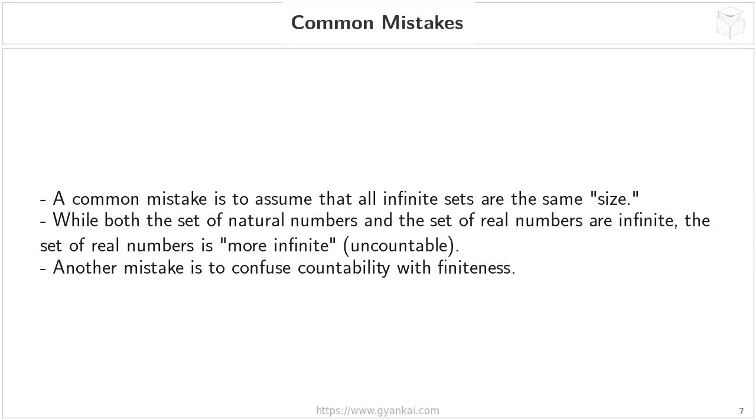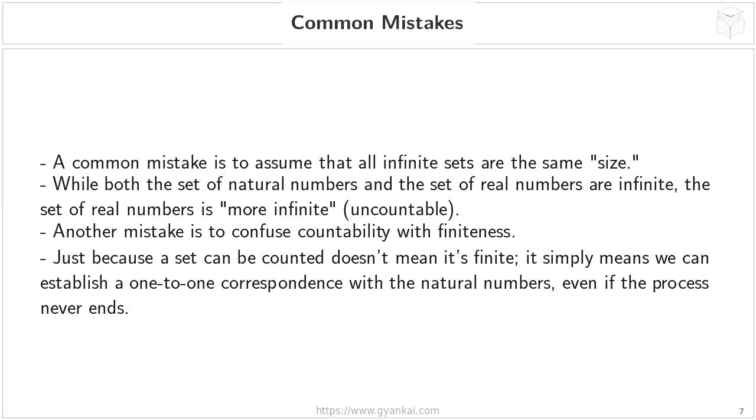Another mistake is to confuse countability with finiteness. Remember from earlier slides, we said that both finite and infinite sets can be countable. Just because a set can be counted doesn't mean it's finite. It simply means we can establish a one-to-one correspondence with the natural numbers, even if the process never ends. So, if I can pair each natural number with an element in a set, one-to-one, that means the set is countable. But if that pairing goes on forever, it's an infinite set. Don't fall into the trap of thinking that countable automatically means finite.